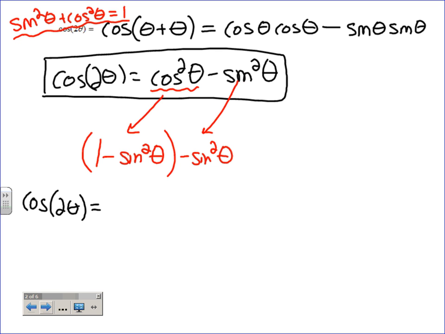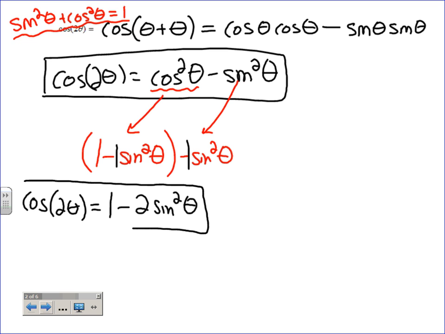Is that something I can clean up? No, it is not 1 minus sine to the fourth. Very close, though. It's minus 1 and minus another one. So minus 2 sine squared of theta. And if you stick with me long enough, you will see how that one will be beneficial. It's just going to save you time.